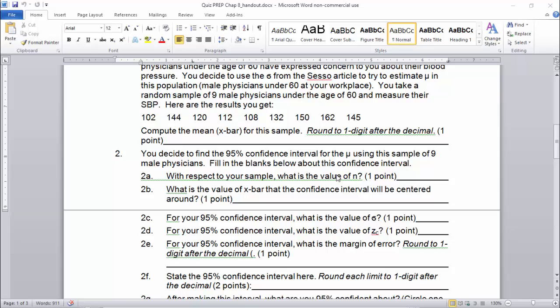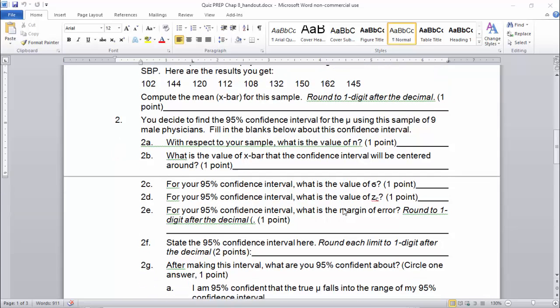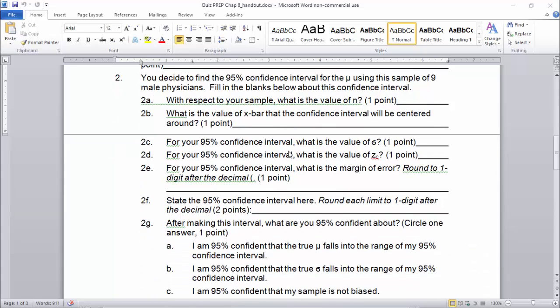So you need to have that X bar in order to answer the next question, which is, now this is where it gets hard. You decide to find the 95% confidence interval for that mu using the sample of 9 male physicians, which is why you need that X bar. So fill in the blanks below about this confidence interval. Now we get to writing on the board. All right, so go meet me at the board.